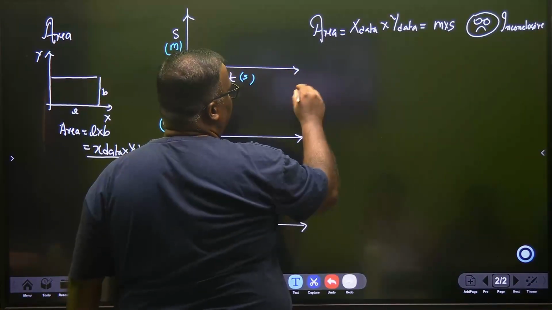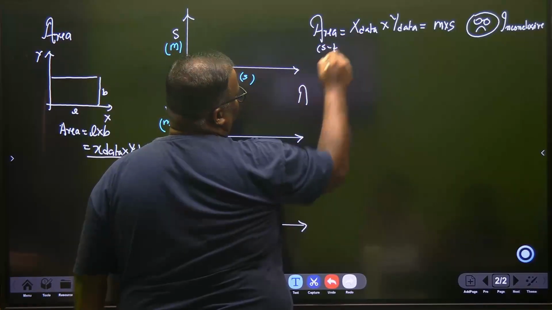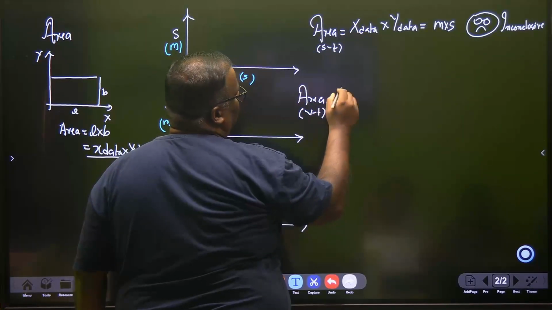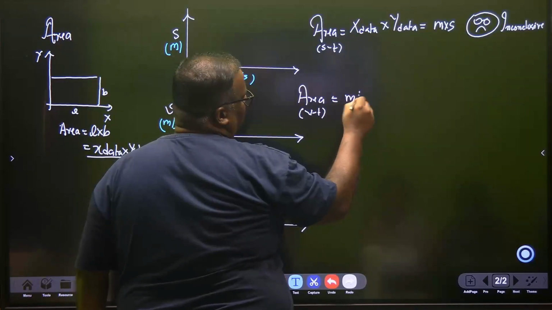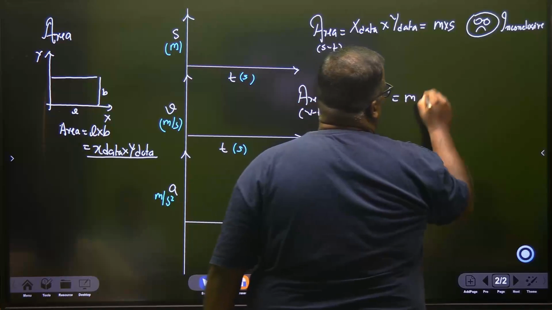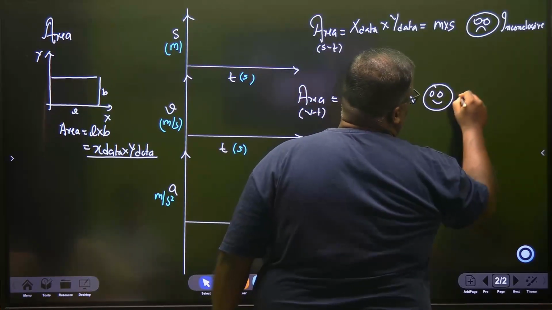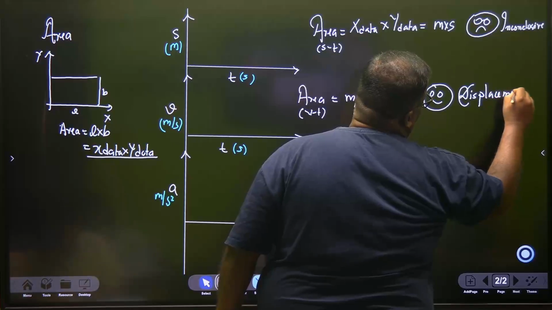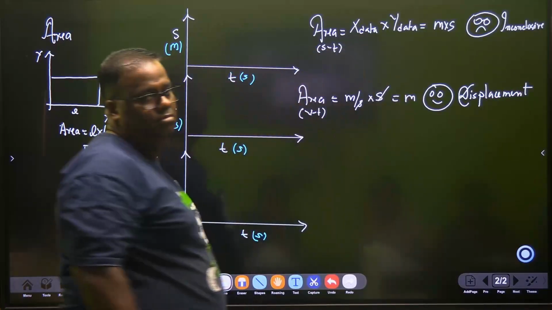Let's see the area here. This was the area for the ST graph. This is the area for the VT graph. So here we will have meter per second multiplied by second, second cuts, you get meter. Wow, this is displacement. Or this can also be distance traveled if the motion is in a straight line.